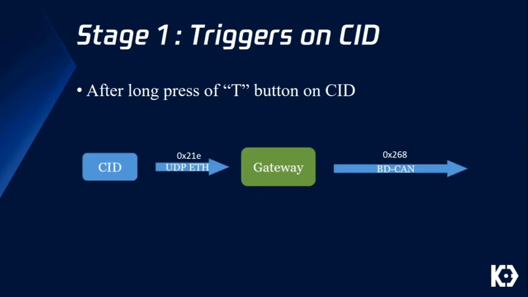So the first stage is about the triggers on the CID, because after a long press of the T logo on the CID, there's a signal from the CID sent to the gateway, and the gateway will transfer the signal to the body CAN. And it will use UDP Ethernet. If you want to know the details, you can check the white paper we released last year.